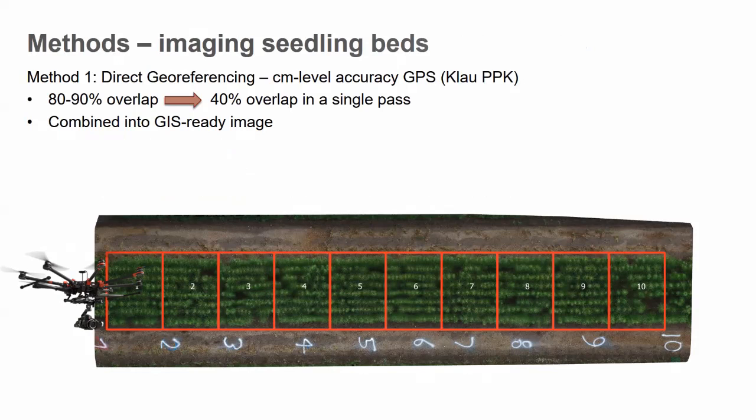The first method we trialed uses direct georeferencing. In this approach, we take our UAV and camera and we equip it with a high-precision GPS. Then what this allows us to do is fly the seedling bed in a single pass with overlap requirements reduced from 80 to 90% down to 40%. In addition, the imagery that this process produces is georeferenced to within a few centimeters of its true location.